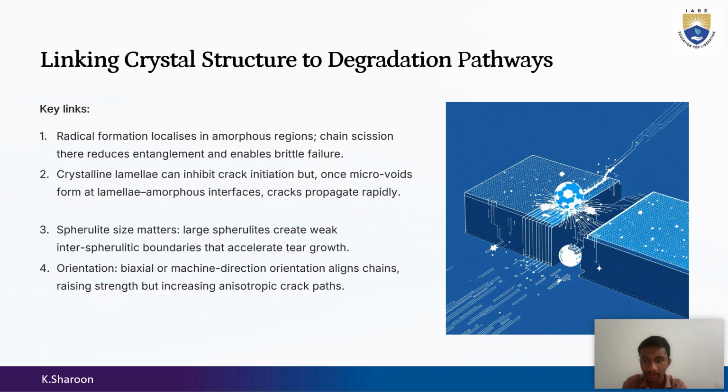Spherulite size matters. Large spherulites create weak interboundaries that accelerate tear growth. Orientation: biaxial and machine direction orientation aligns chains, raising strength but increasing anisotropic crack paths.